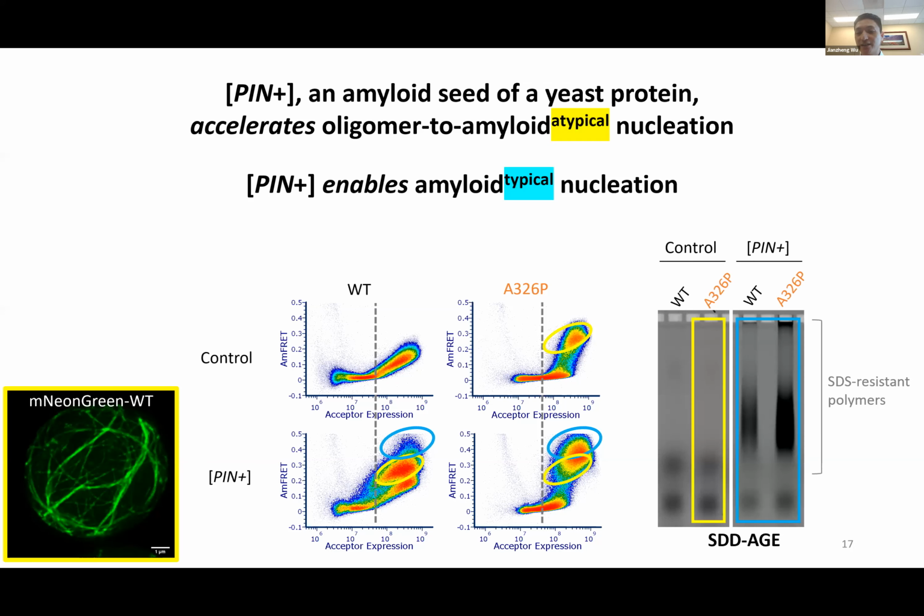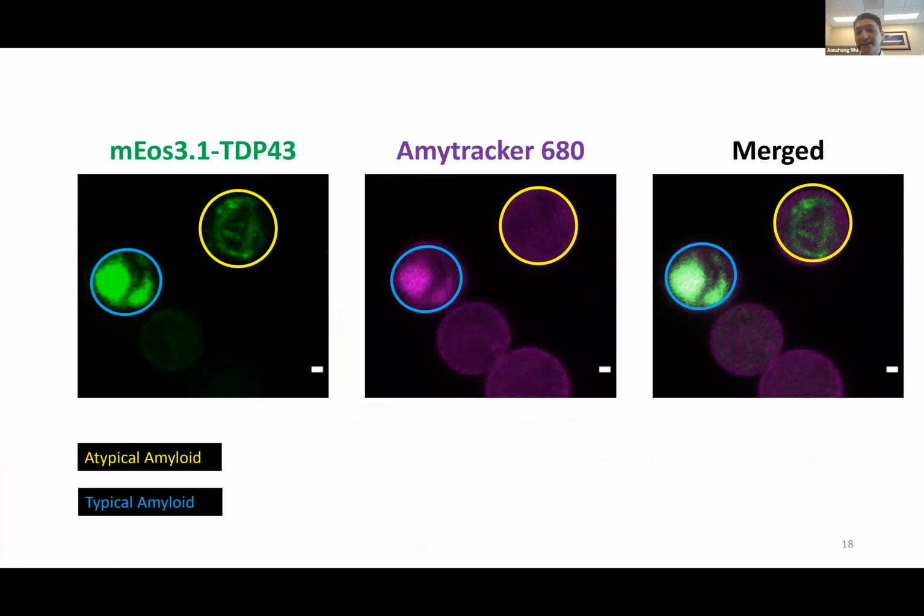Using SDD-AGE, we found that the atypical amyloid is sensitive to SDS, while the blue circle population forms SDS-resistant smears, which is one of the characteristics of typical amyloid. Thus, we refer to this population as typical amyloid. We further confirm that the typical amyloid is AMY-tracker positive, which is a commercially available amyloid dye, while the atypical amyloid is negative for the amyloid staining.